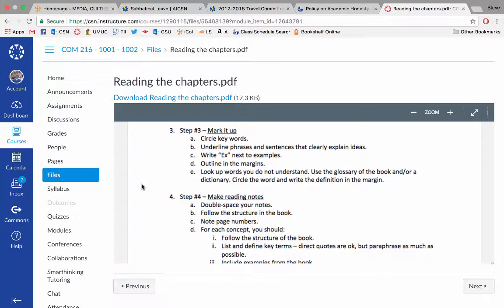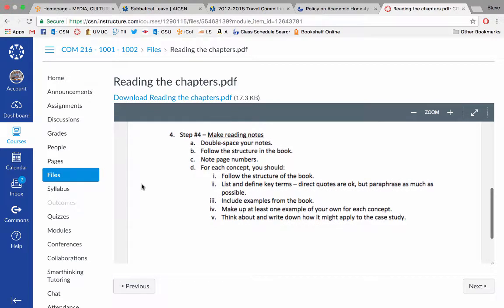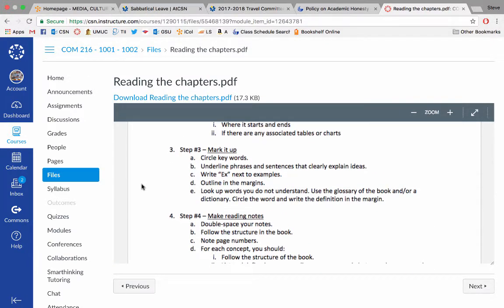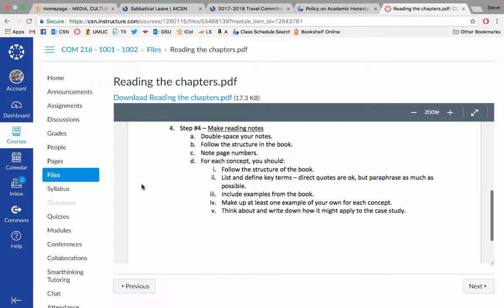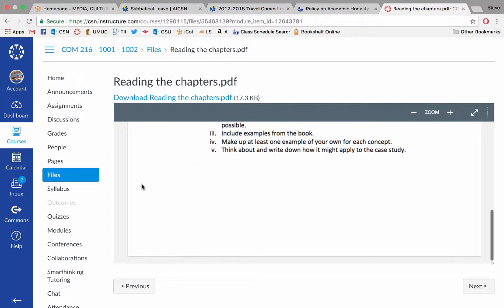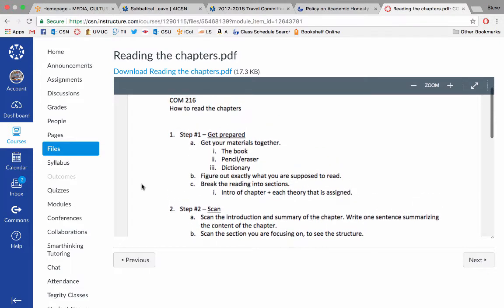Then, once you've read the chapter, the next step, which is something you may or may not have been introduced to before, is you make a set of reading notes, which is essentially taking everything you marked up in step 3 and then condensing it and handwriting a set of notes that just hit the key points that you've identified in step 3. And so that's my suggestion for reading.